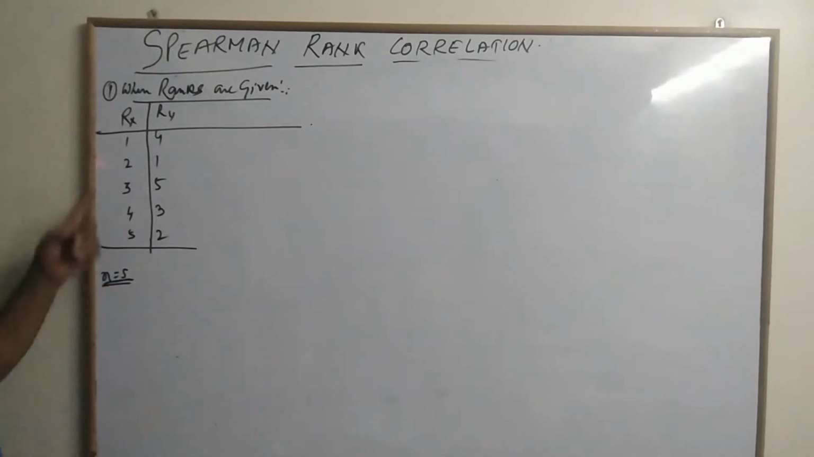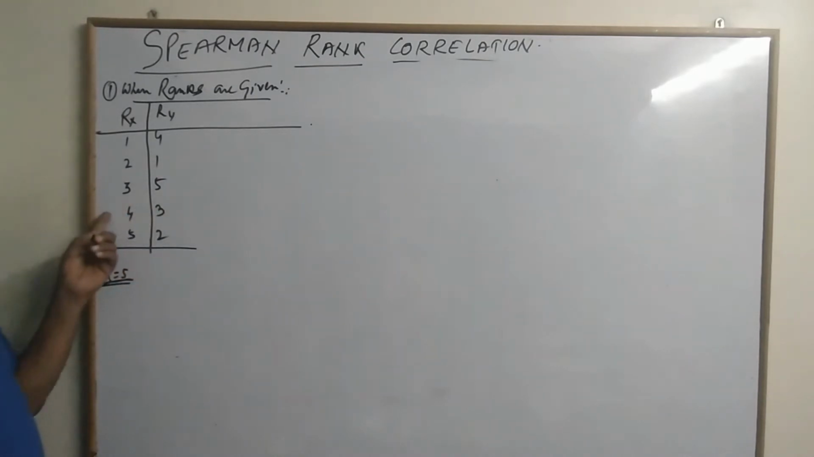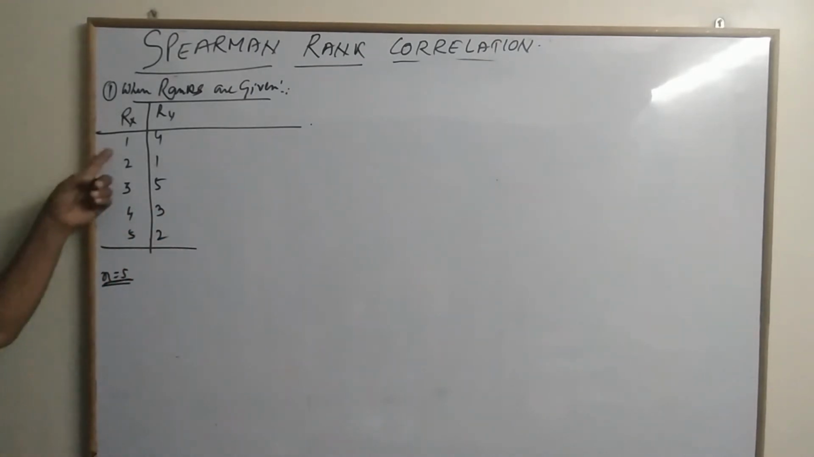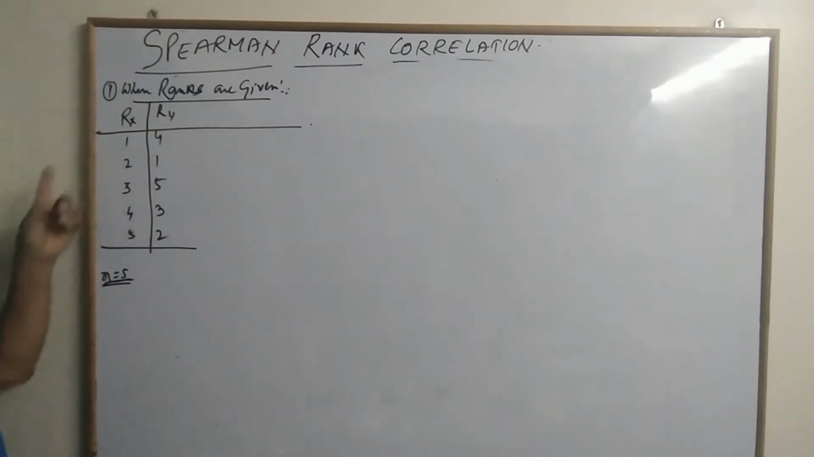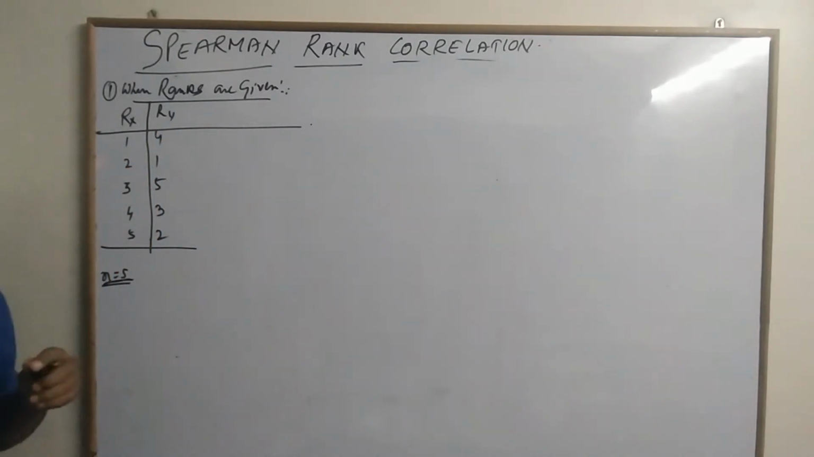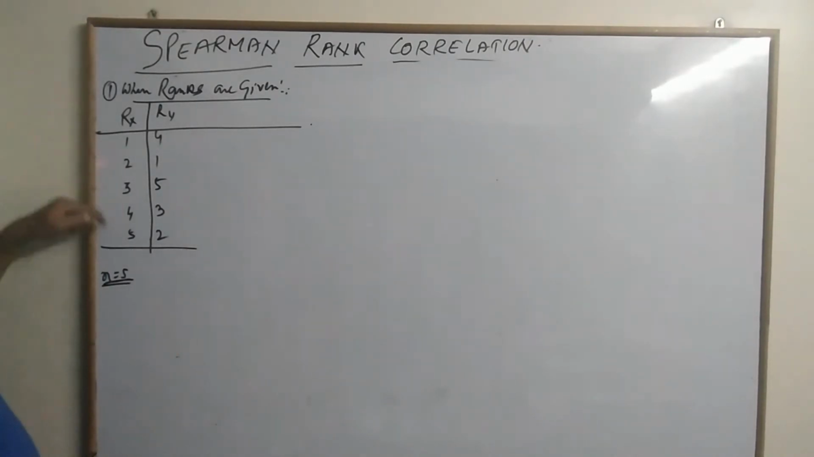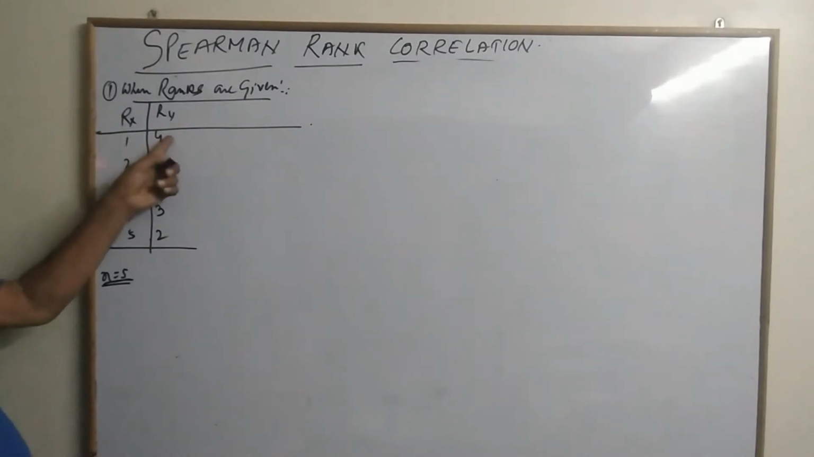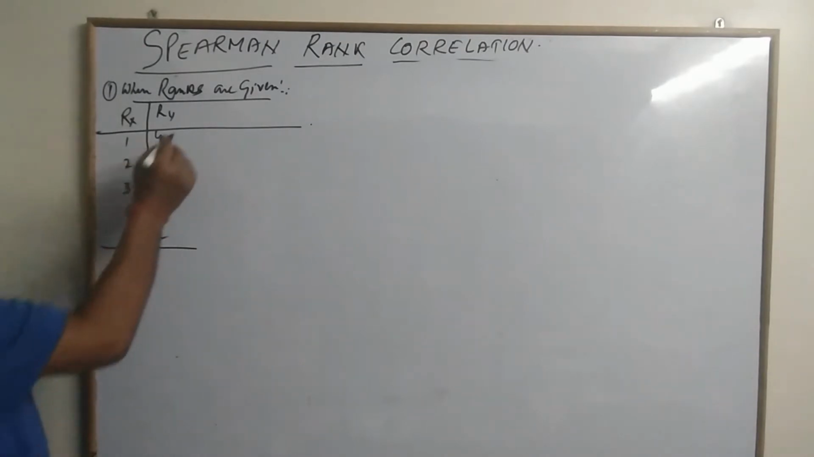Five is the number of observations, so n is 5. These are the ranks only, because in both the Rx column and the Ry column there is a play of numbers from 1 to 5. If 5 objects have to be ranked, then definitely the numbers from 1 to 5 will be used. So absolutely these are the ranks.